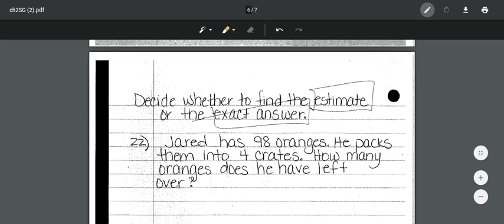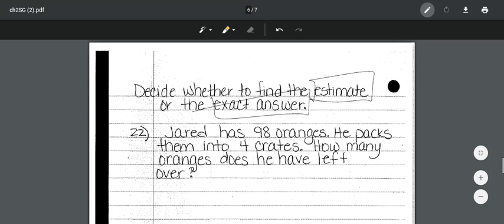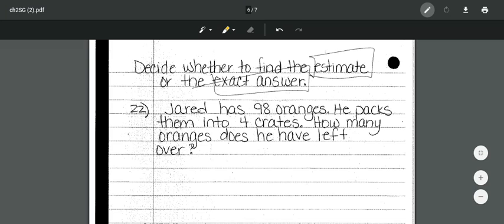Right, last part. We're deciding whether we should estimate or give the exact answer. Again, estimate is giving you about, or exact is exactly how much you need. So we're looking at Jared, who has 98 oranges, and he's packing them into 4 crates. How many oranges does he have left over?